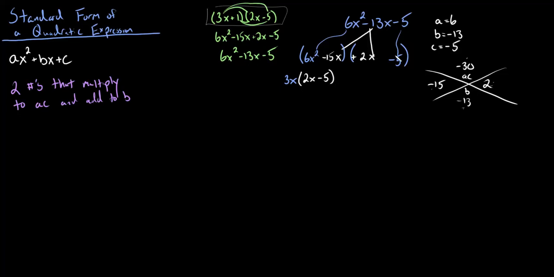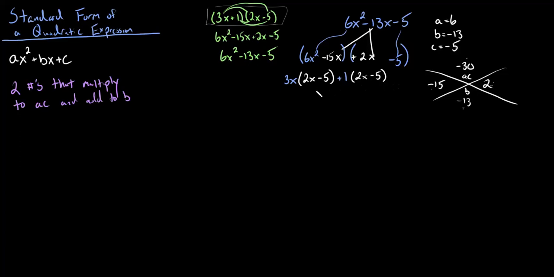Between 2x and negative 5, I can't really factor anything out of these two. All I can factor out is just a positive 1. There's not a number that goes into both of these. They don't share a variable. So all I can factor out is a positive 1. And when I factor out a 1, nothing changes. 2x divided by 1 is 2x. Negative 5 divided by 1 is negative 5.